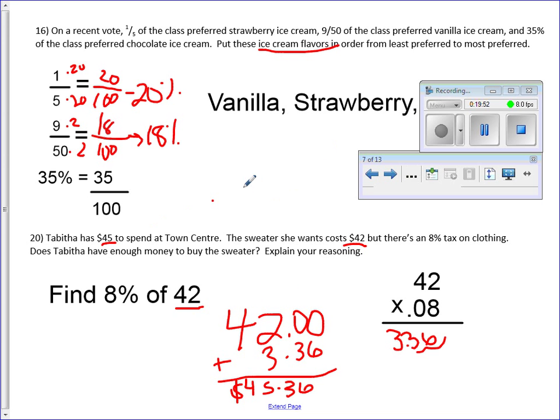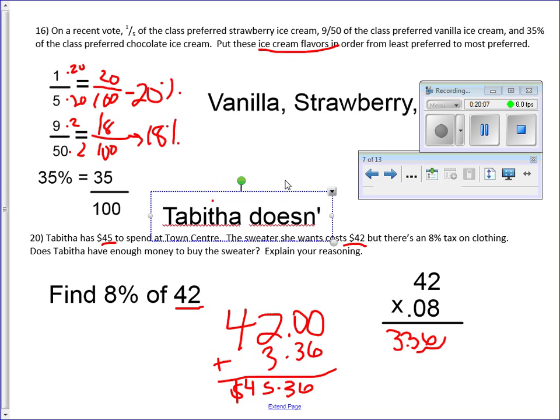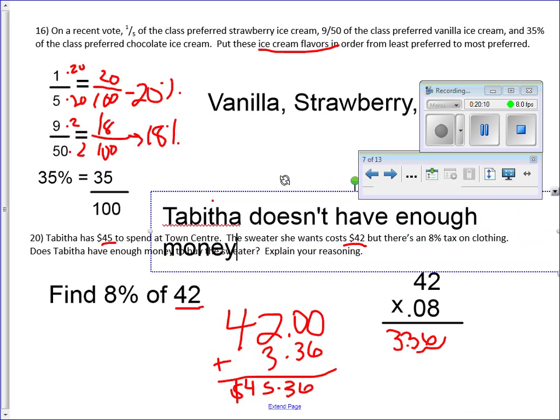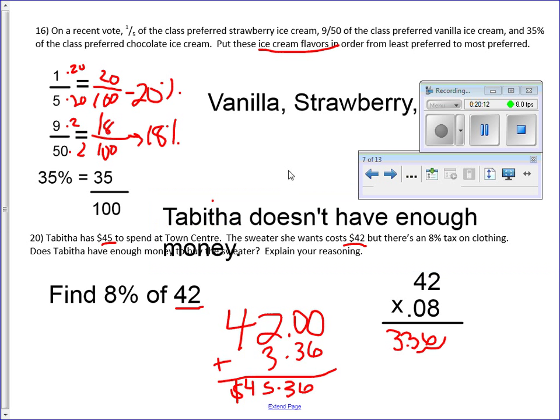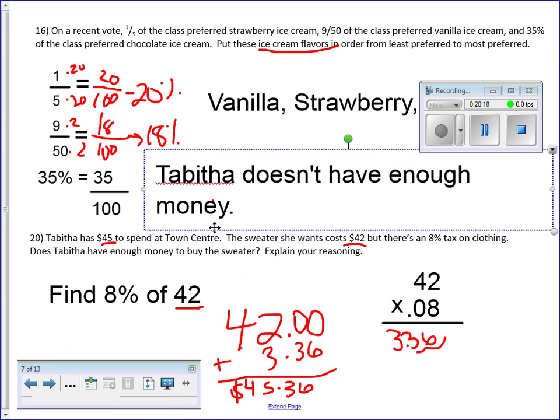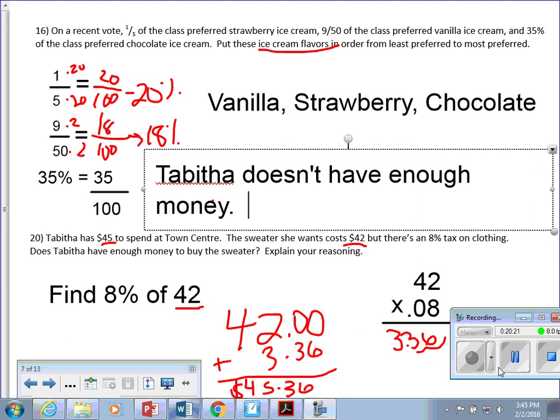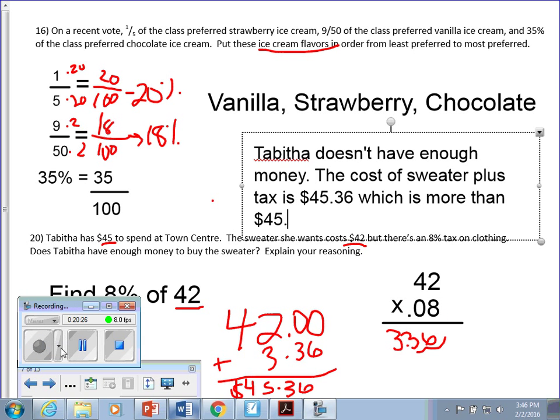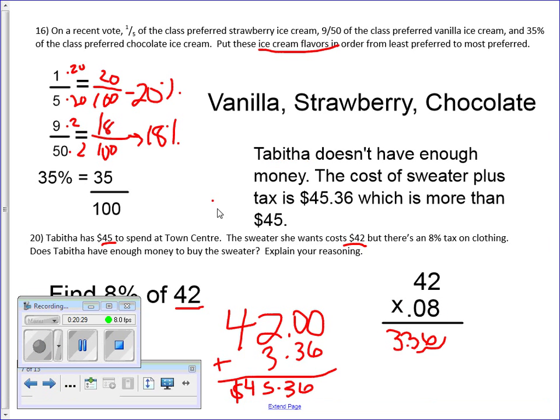I'm running out of room, but if I'm going to answer the question, does she have enough money? Well, the sweater and tax cost $45.36. So Tabitha doesn't have enough money. I need to move this. So why doesn't she have enough money? Okay, sorry about that. I'm running out of space.